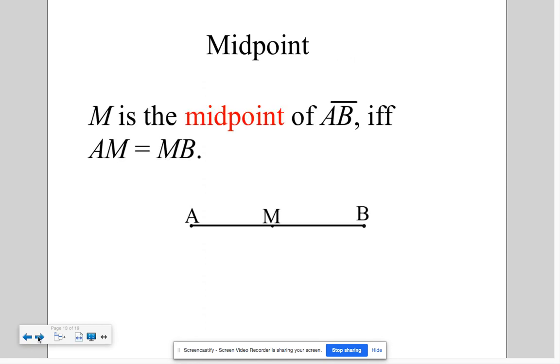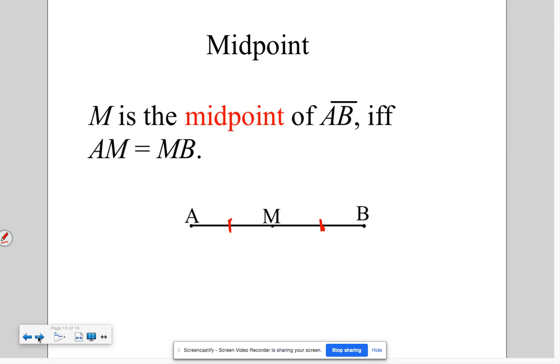M is the midpoint of segment AB if and only if AM equals MB. And here's a way to notate that two segments are the same length. We can put a little hash mark on each of them. If I put a single hash mark on each, that's telling me that the distance between A and M is the same as the distance between B and M.